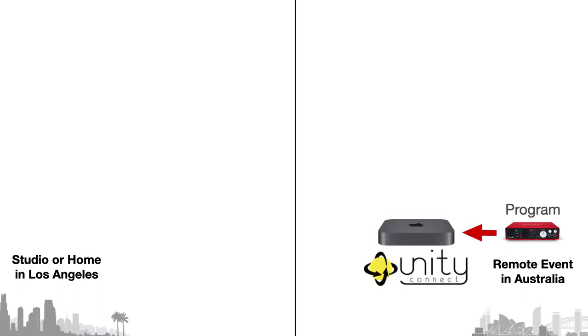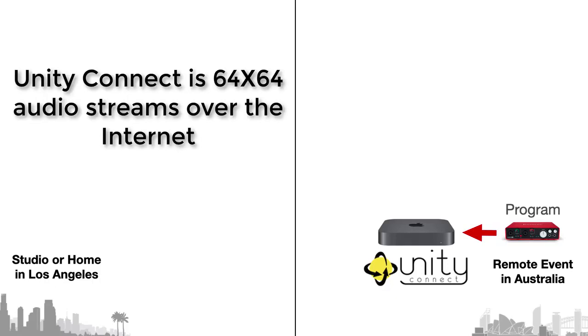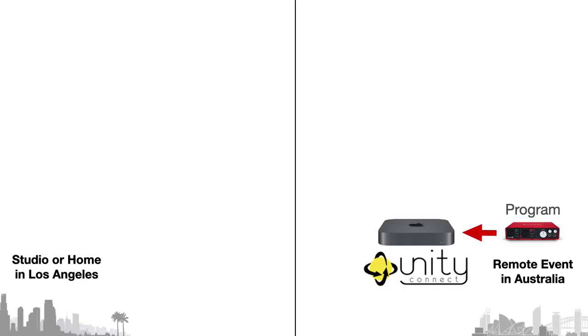Instead, we are going to need a Mac computer in Australia at the event, but it's not going to be running the Unity Intercom server. It's going to be running our other program, Unity Connect. You can research more details about it later, of course. But Unity Connect can send up to 64 channels of audio across the internet to and from an unlimited amount of locations. So Unity Connect is going to be running on a Mac computer at the local event in Australia, receiving local program audio, up to 64 audio channels.